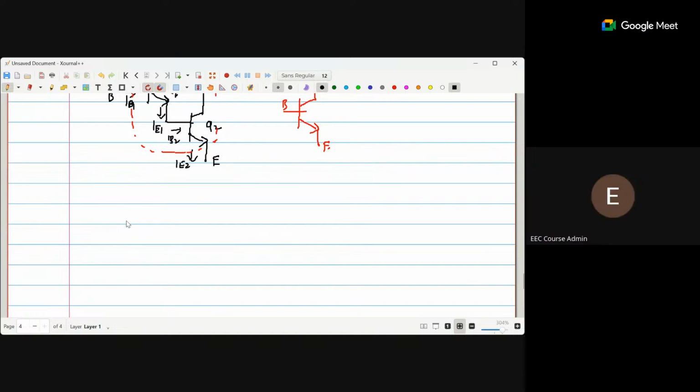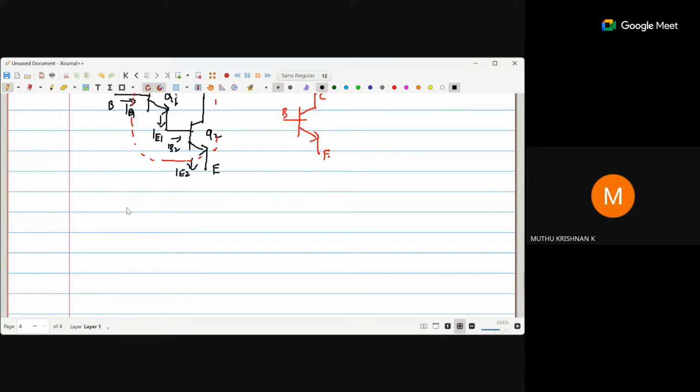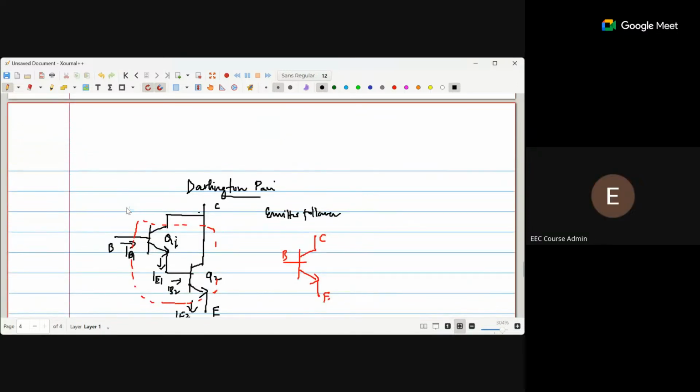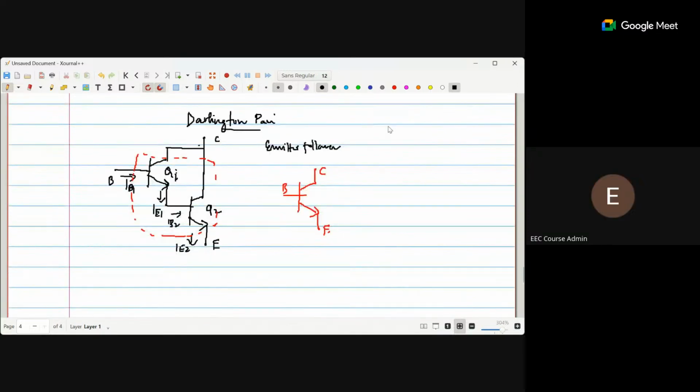Ma'am, this emitter follower term, isn't it another name for the common collector amplifier? Yes, common collector is referred to as emitter follower. Yes, ma'am. But this Darlington pair is different, right? Because mostly what we have seen is the common emitter configuration.